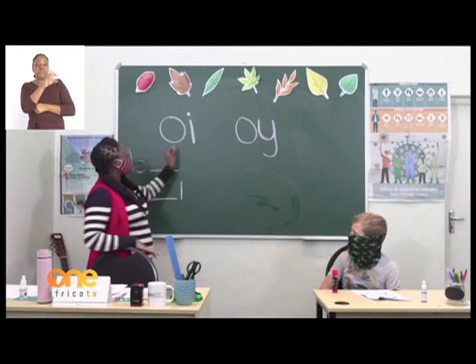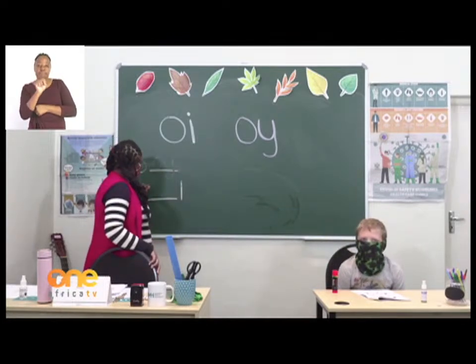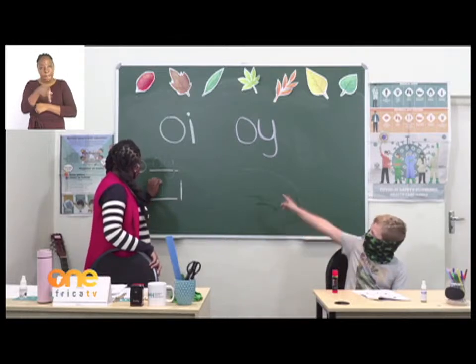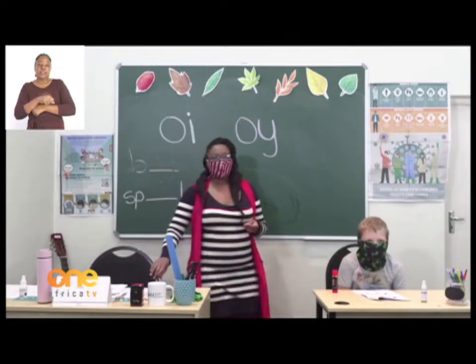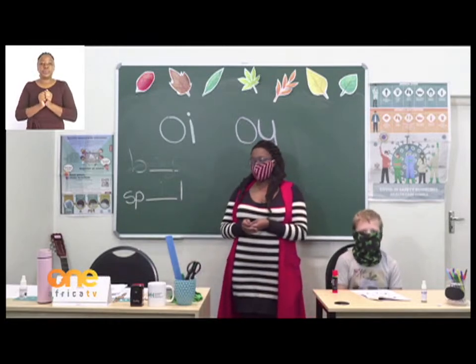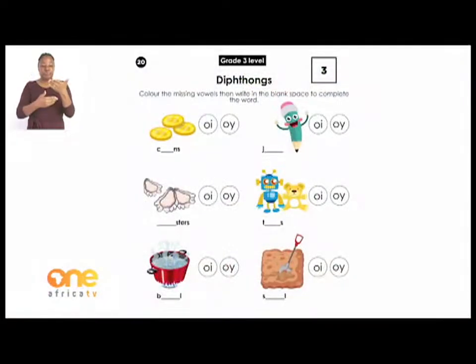Yes, we use O-I. So our word will become spoil. Now, I would like you to look back at your exercise on page 20. You are going to do the same. You are going to choose which O-I or O-Y for each word, like coins, okay? And the rest I can't do for you because I know you are clever. Once you're done with this, this will be the last exercise for our lesson.